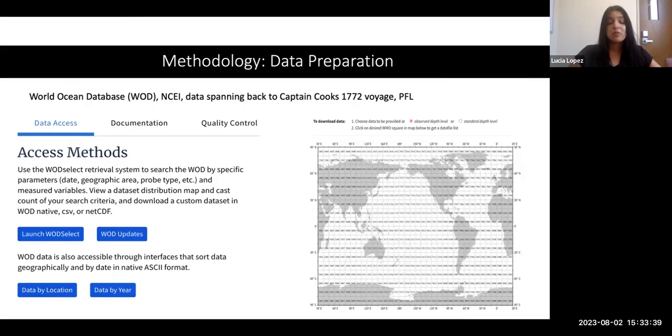So my data came from the World Ocean Database. It's part of the National Centers for Environmental Information. They have data spanning back to Captain Cook's 1772 voyage, and they are the largest repository of quality controlled publicly available ocean data. My data came from profiling float data. They can collect data in multiple methods, but a profiling float is an autonomous vehicle that takes data as a vertical measurement.